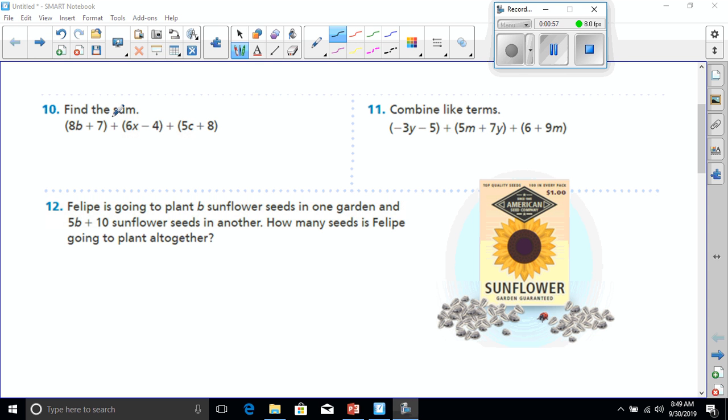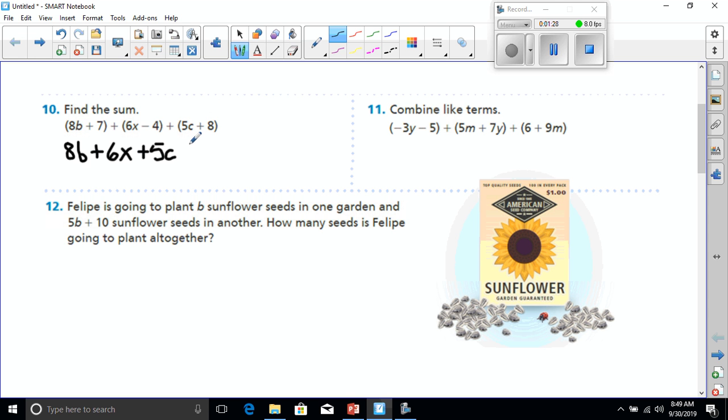So I don't see any other B's. That means 8B is going to stand alone. I don't see any other X's, so that means X is going to stand alone. And I don't see any other C's, so I can add 5C in there as well. I did not combine them with anything because the expression rule dictates that I must have the same terms. And remember, like terms are the same variable to the same power.